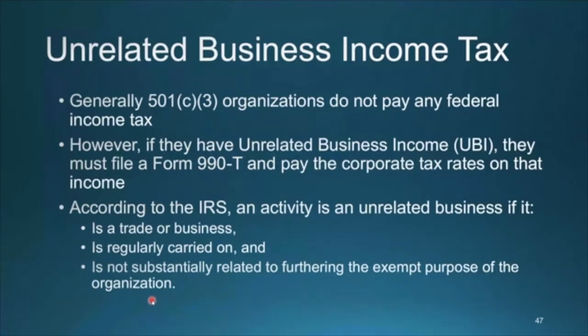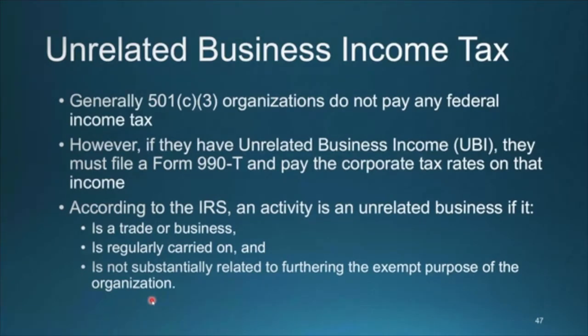This is huge. So let's say your church youth group does a car wash to raise money for church camp. Okay, so they're washing cars. That could appear to be a business. There are car washes in my town, some of which do hand washes, so hand washing a car appears to be a business, but it's not regularly carried on. This is a one-time event once per year to raise money for youth camp. So right there, bullet point number 2, the youth group car wash is not UBI because it is not regularly carried on. And number 3 is not substantially related to furthering the exempt purpose of the organization.